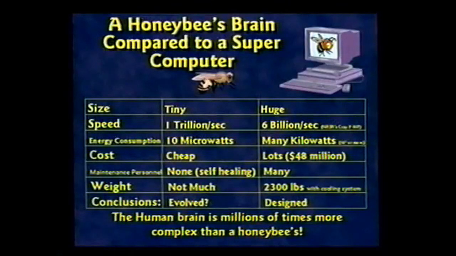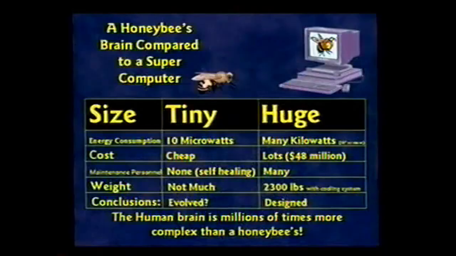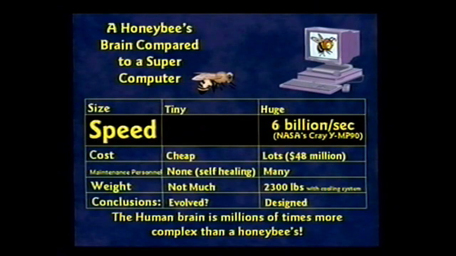Let's compare the Cray computer, which at one time was the world's largest, fastest computer, the YMP C90. We're going to compare it to the brain of a honeybee. We would all agree that the Cray computer is huge. The brain of a honeybee is tiny. Have I lost anybody so far? Okay. Did you know the Cray computer processed 6 billion calculations per second?